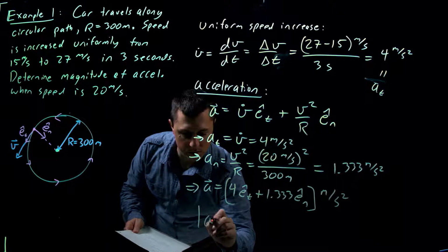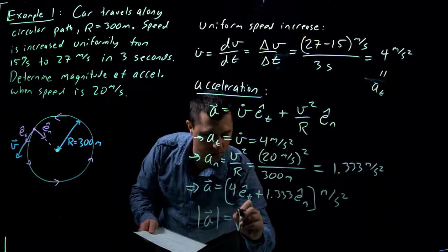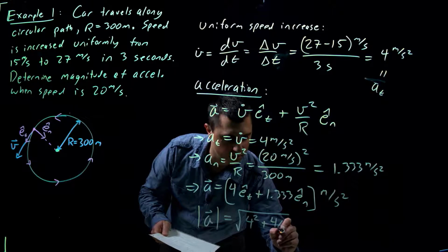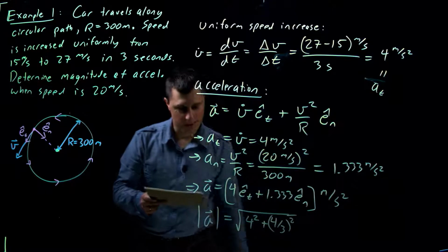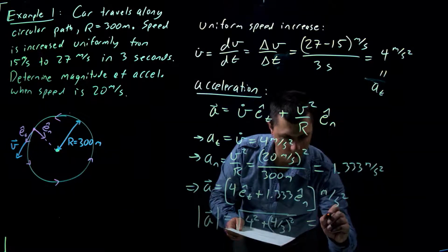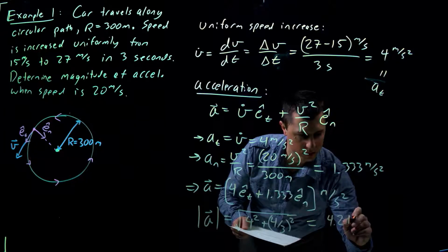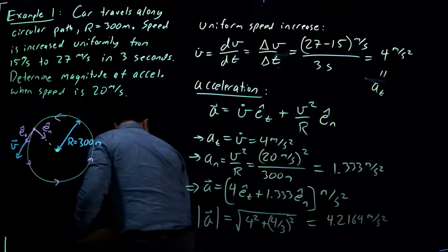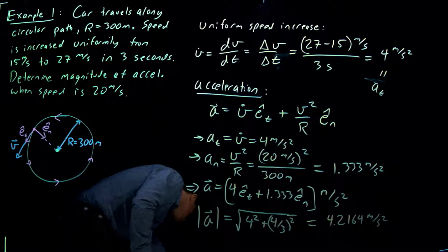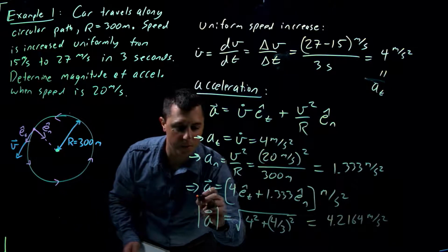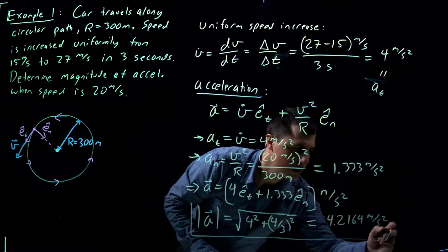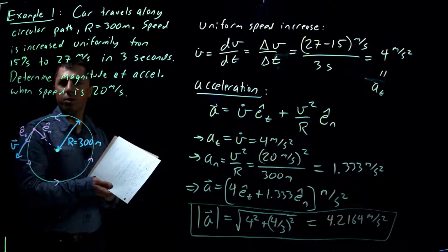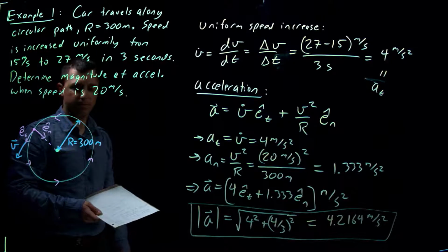So our magnitude, to answer the question, is the square root of the components squared and then summed, 4 squared plus 4/3 squared, which turns out to be 4.2164 meters per second squared. Okay, so this is a good start, and I've got more examples to follow, but that wraps this one up. Nice description of motion in these natural coordinates.